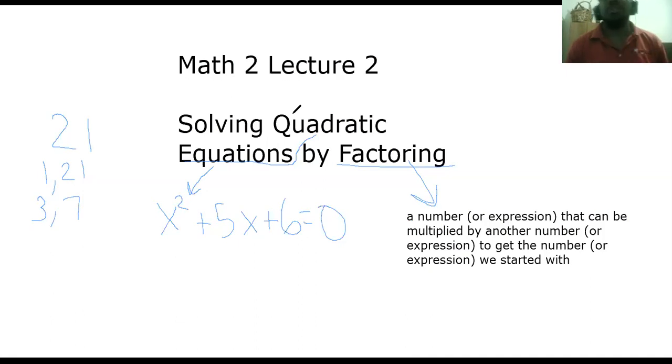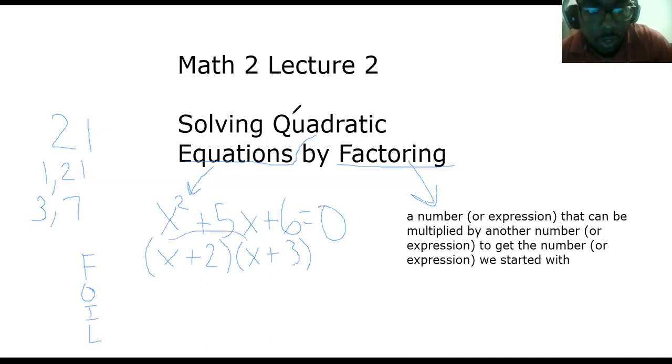Or with something like x squared plus 5x plus 6, we're going to go more into detail about how I figured this out in a second. But I could take the expression x plus 2 and multiply by the expression x plus 3. And if I multiply this back out using my FOIL method, so multiplying the first terms, then the outer terms, then the inner terms, then the last terms, let's see what we get.